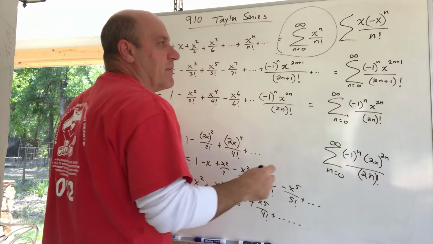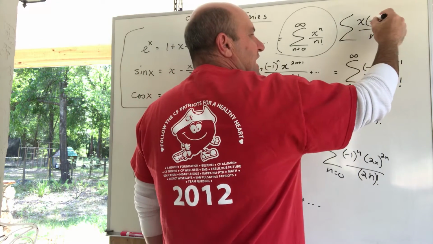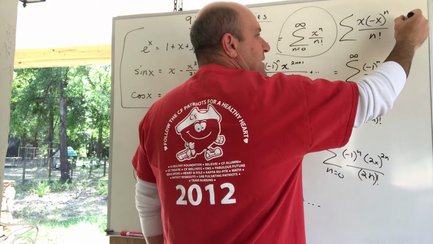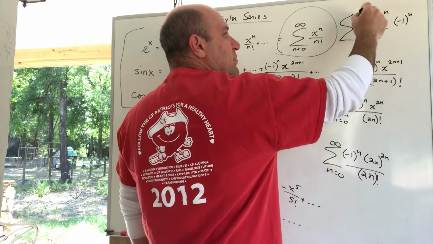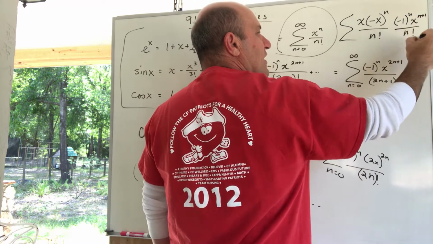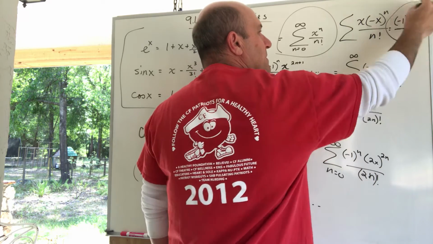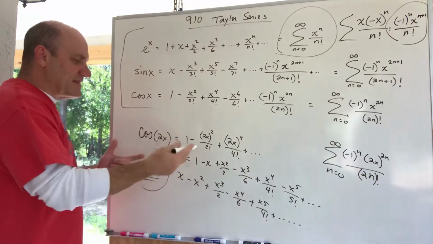Now you could clean that up a little bit. You could call that -1 to the n, and that x would be x to the n plus 1, all over n factorial. There it is. So that's the amazing thing in 9.10.